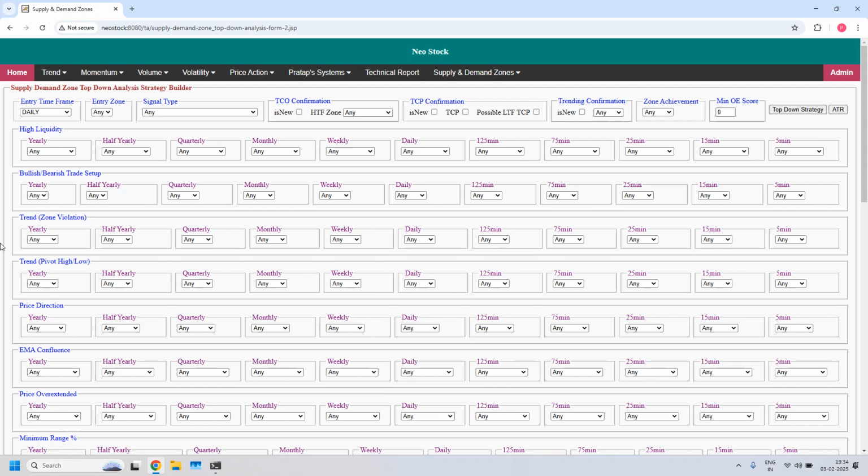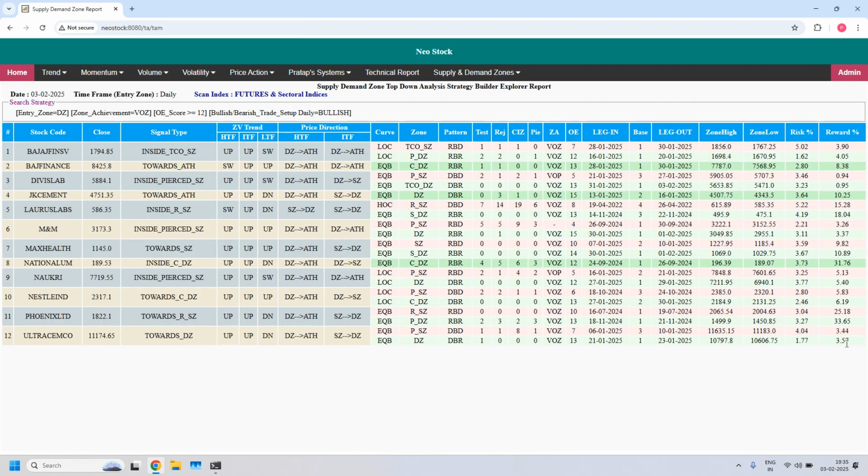So first report is a bullish trade setup for monthly income trade. Entry time frame is daily. Entry zone is demand zone. In bullish or bearish trade setup at daily entry time frame, I am selecting bullish. Two filters I am setting. First is zone achievement violated opposing zone. Minimum odd and enhancer score 12. Both filters apply to daily demand zone. Let's filter. We got 12 stocks.